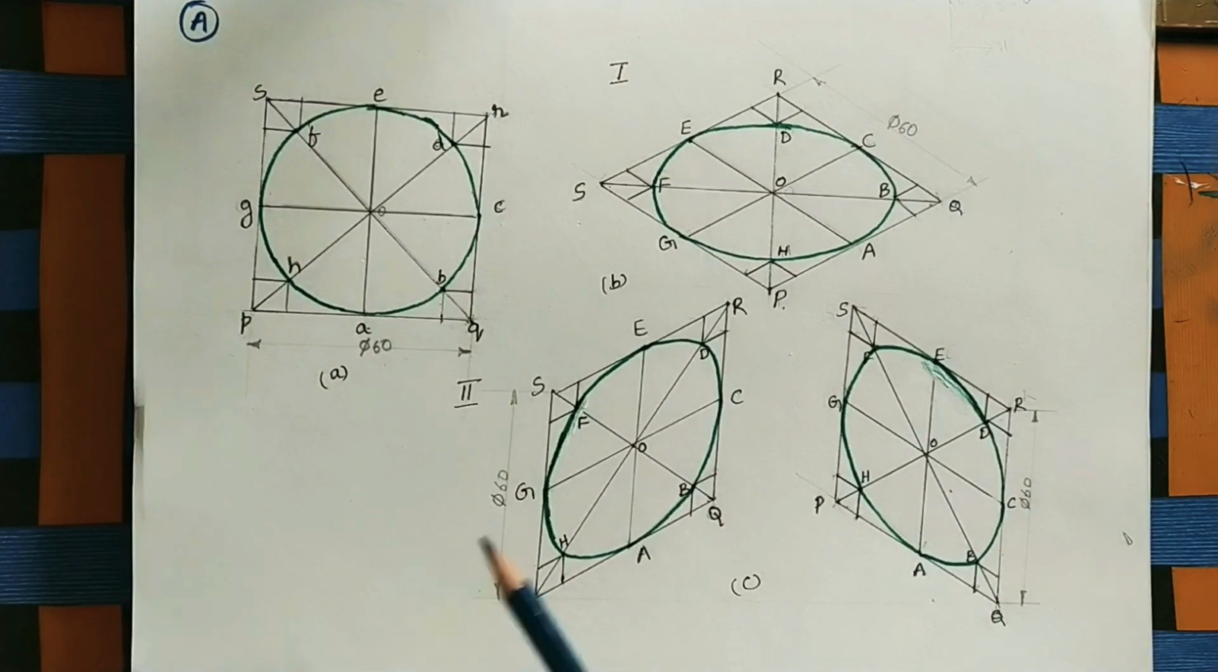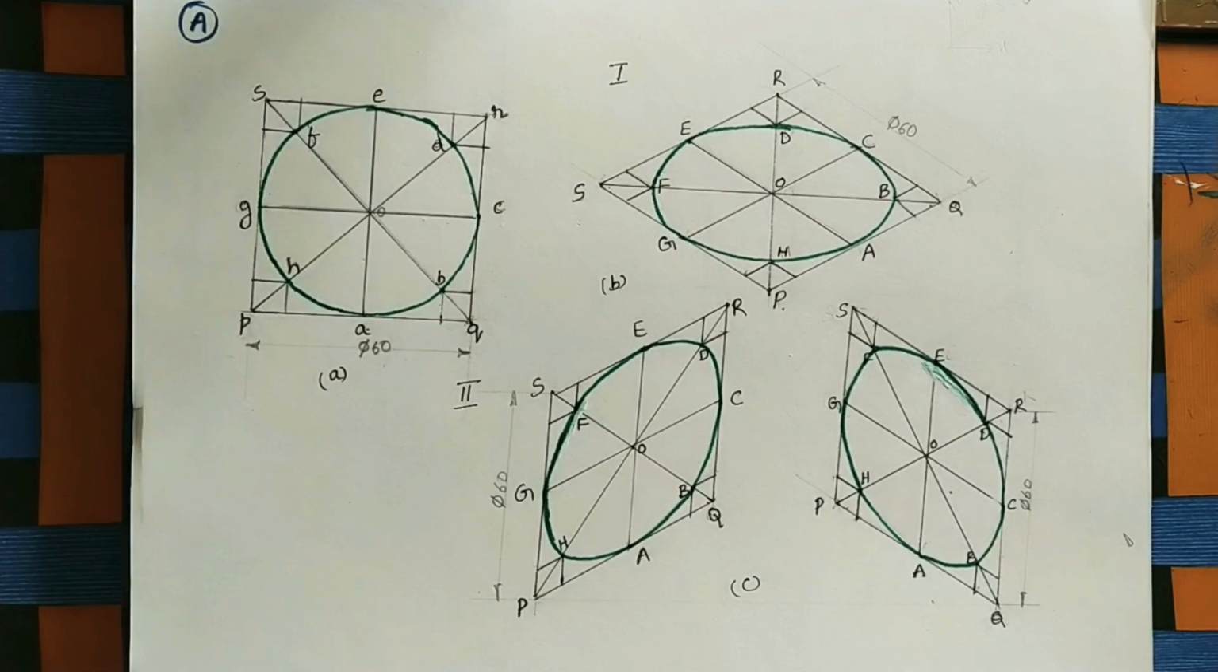Another method is there for doing the isometric views. It is called the four center method. I will do the video in the next class.